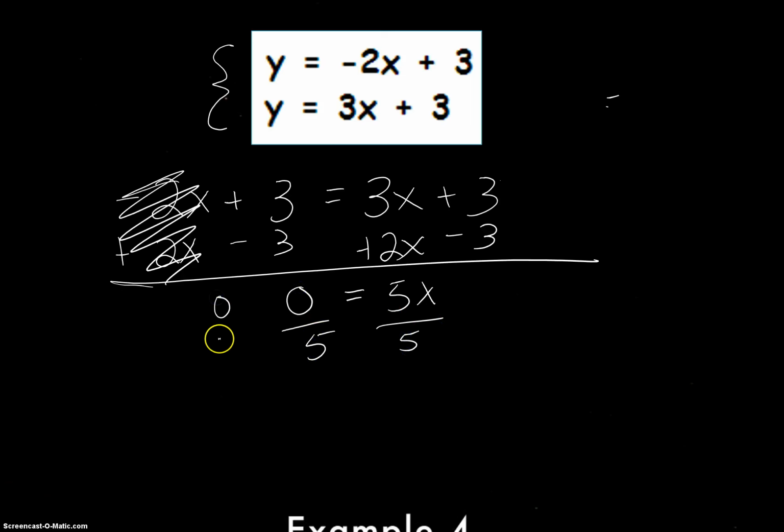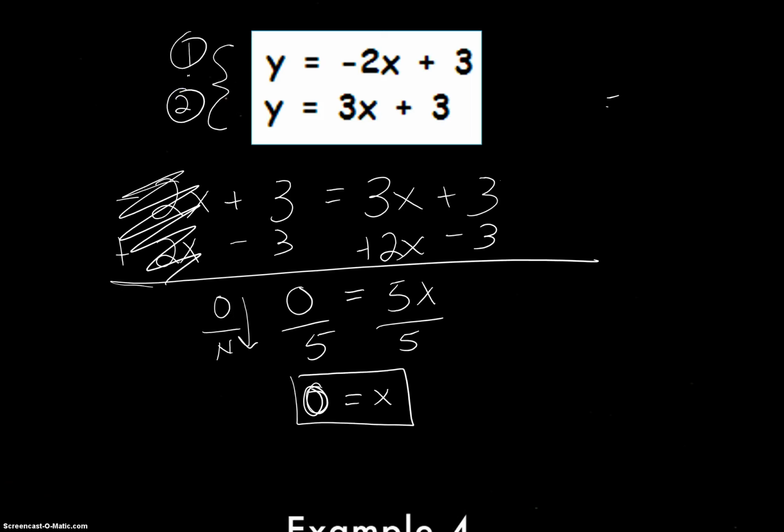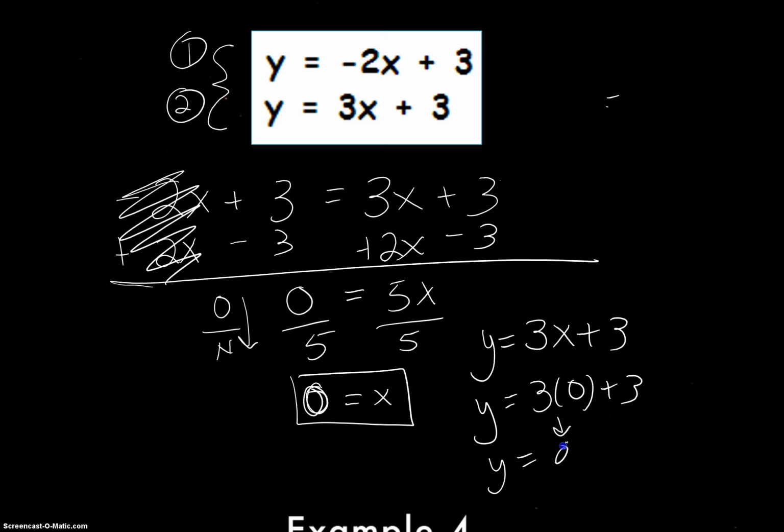And 0 divided by any number is going to be equal to 0. You could also use your calculator. 0 divided by 5 is 0. If x is 0, you can plug in this 0 into either the first or the second equation at the top to solve for your y. I'm going to pick the second, just because it doesn't have a negative. y is equal to 3x plus 3. So y is equal to 3 times 0 plus 3. Well, 3 times 0 gets us 0, and 0 plus 3 is 3.